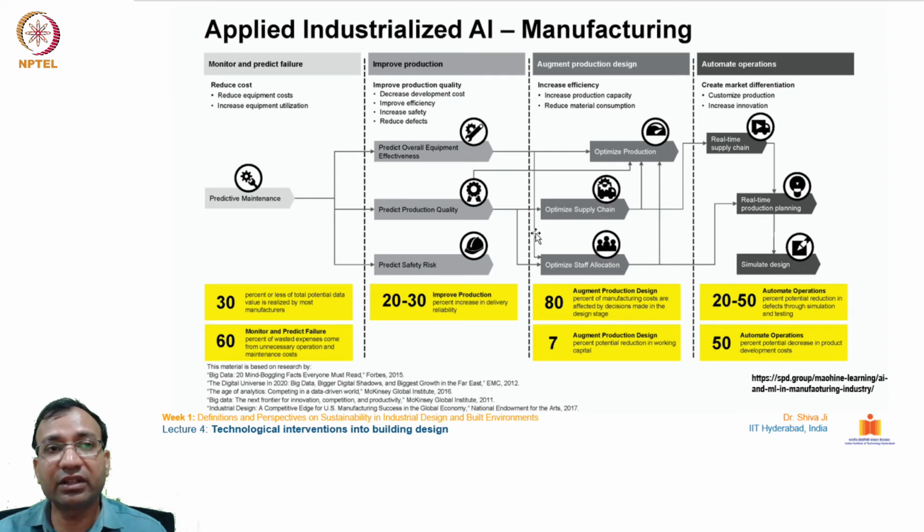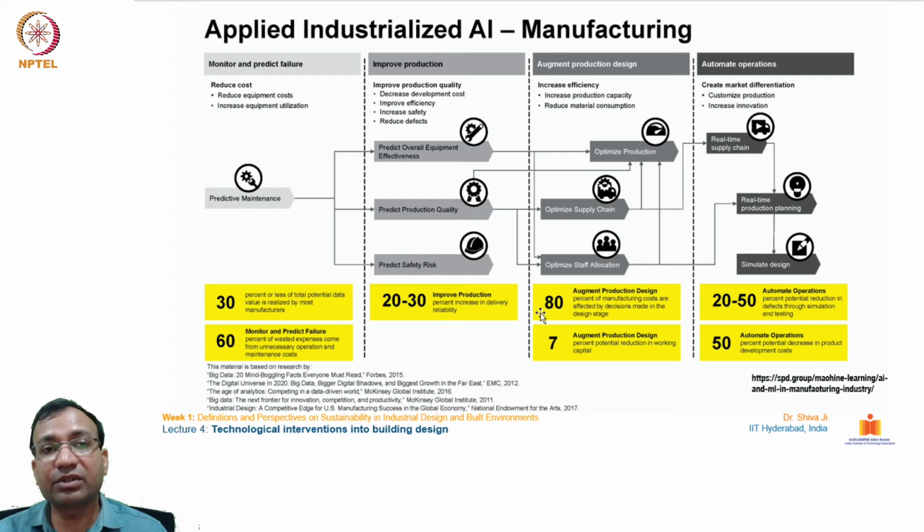So with this initiative of predictive maintenance, as a result at this stage, we can go for checking the real life supply chain. Further we can go for real time production planning, and in an overall sense, we can simulate the design and rework if there are any lacunae or shortcomings. So in an overall sense, if you see in this yellow part, 30% or less of total potential data value is realized by most manufacturers.